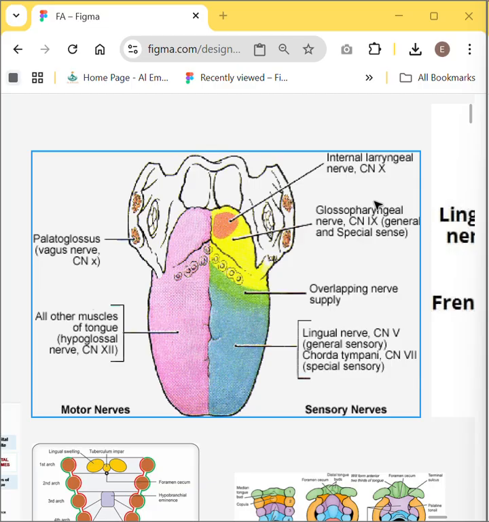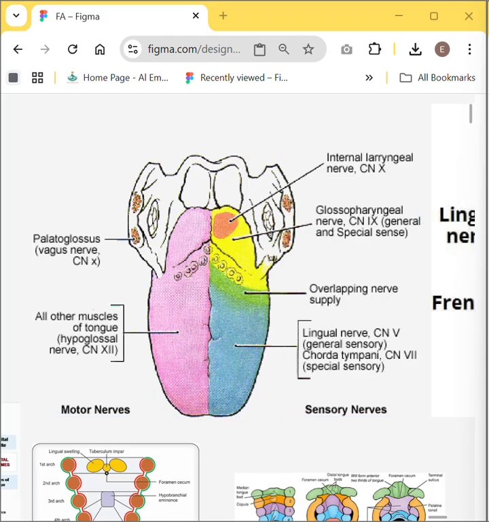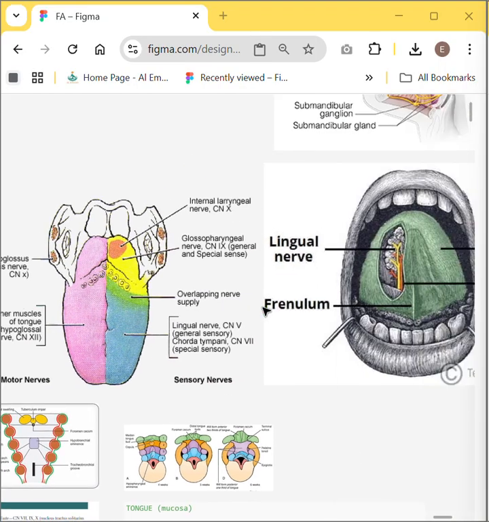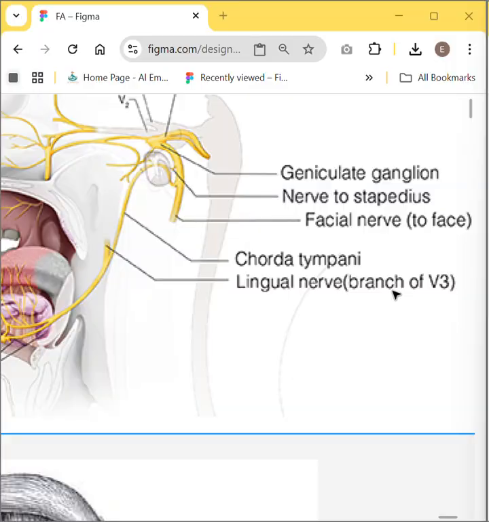These come from different cranial nerves because the tongue develops from multiple pharyngeal arches. So why do you have three different sensations? Because the tongue is developing from multiple pharyngeal arches, so they come from different cranial nerves. Now we talk about the anterior 2/3 of the tongue, the oral part. The general sensation comes from cranial nerve V3, the lingual nerve.